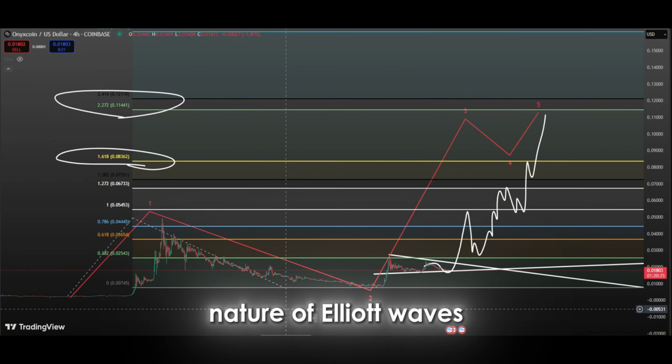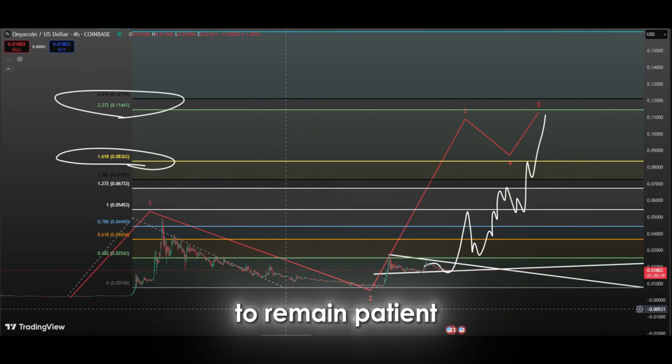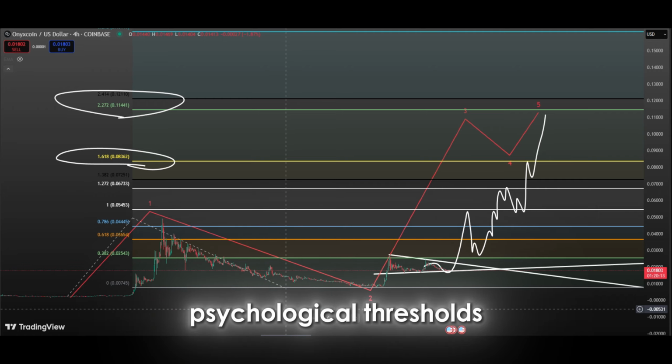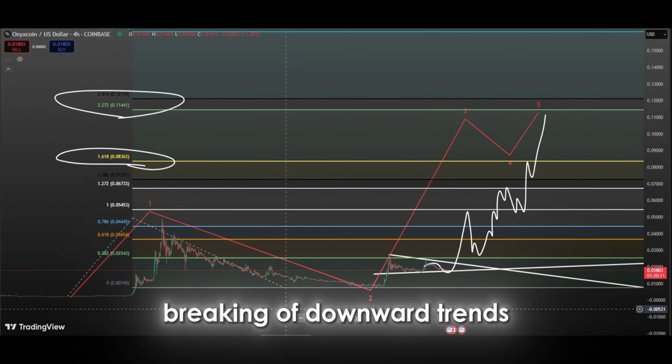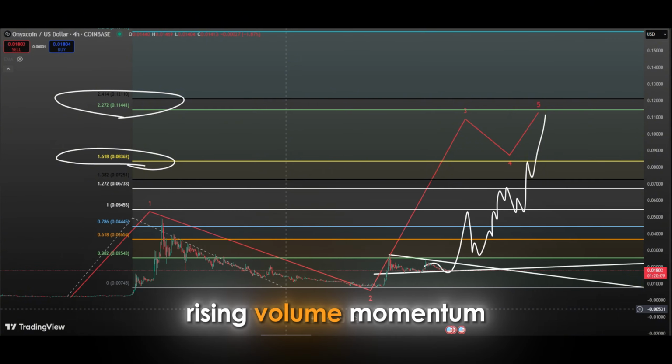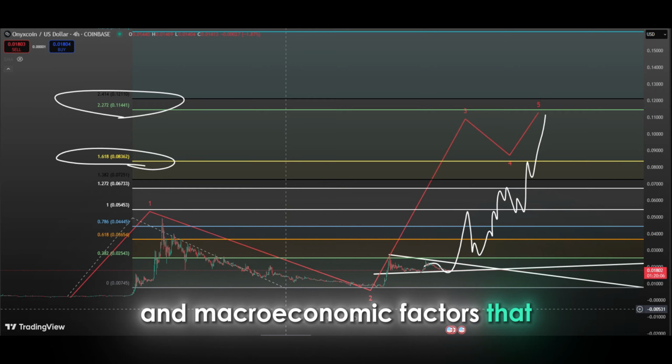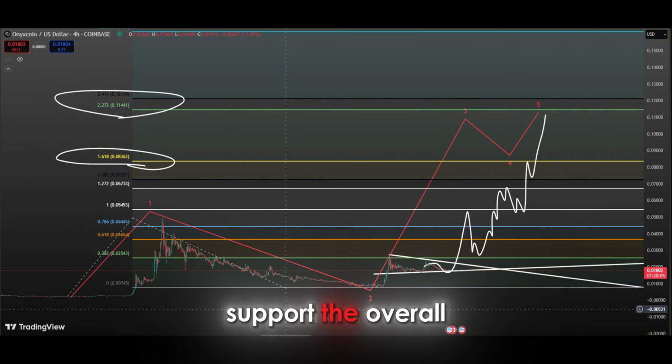Due to the nature of Elliott waves, achieving these targets typically takes time and is often observed on weekly or monthly charts. Therefore, investors need to remain patient and avoid making emotional decisions during periods of price volatility. Additionally, for this long-term uptrend to begin, certain technical and psychological thresholds may need to be surpassed. These include the breaking of downward trends, rising volume, momentum indicators like the RSI showing bullish signals, and macroeconomic factors that support the overall market move.